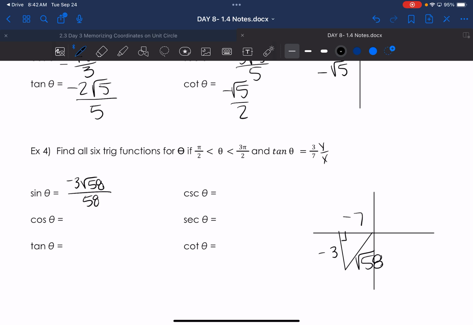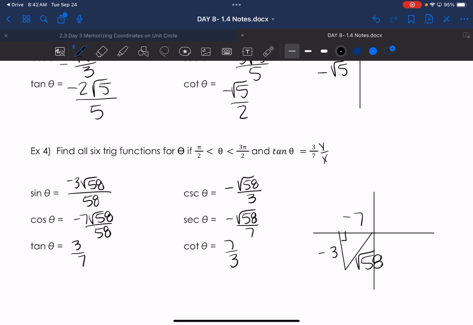All right. What should our cosine be? Negative 7 root 58 over 58. Good. And tangent was given. What's our cosecant? Negative root 58 over 3. Good. And secant? Negative root 58 over 7. Good. And cotangent. 7 over 3. Nice. So here, the only ones that can be positive are tangent and cotangent because we're in quadrant 3, right?